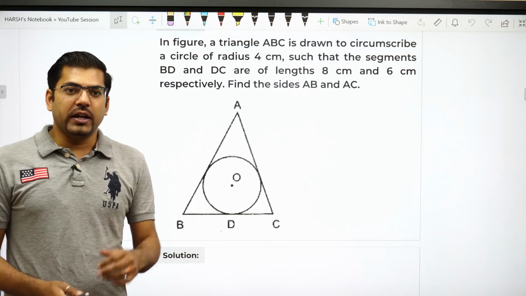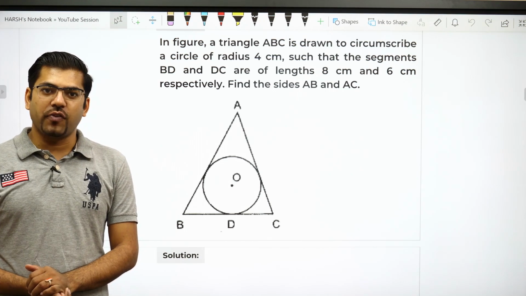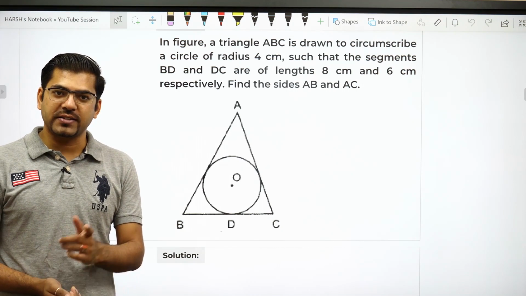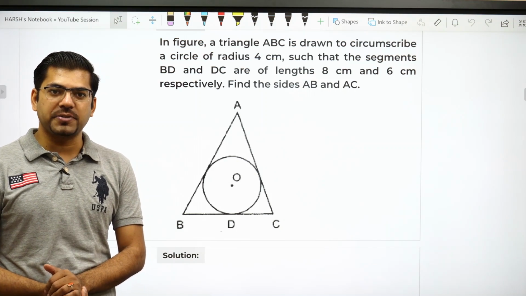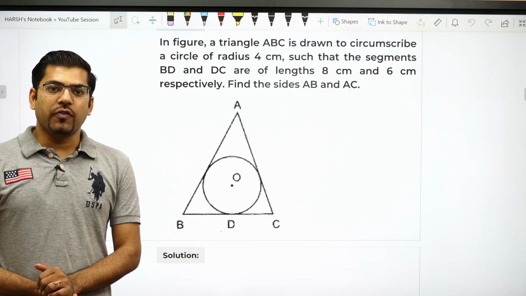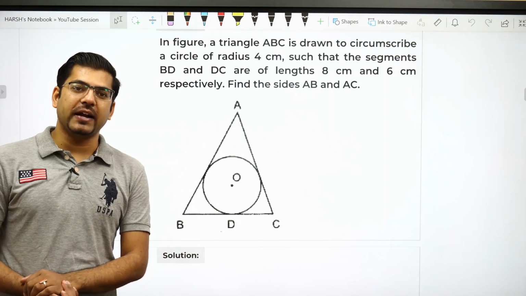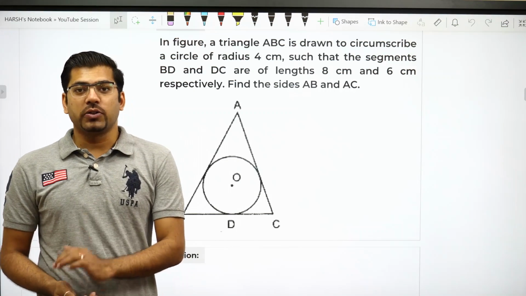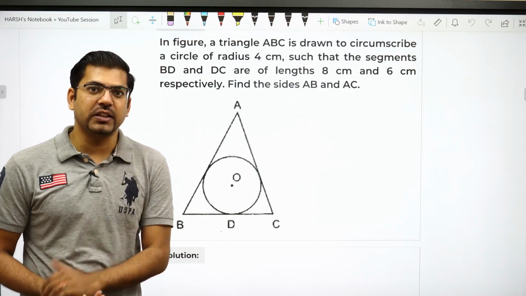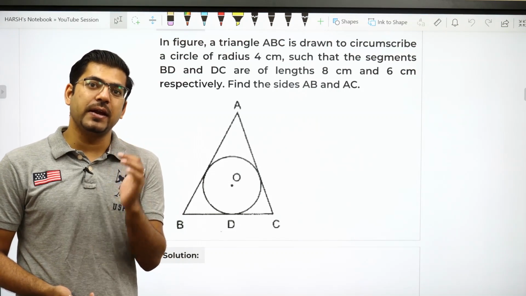In the figure, a triangle ABC is drawn to circumscribe a circle of radius 4 cm, such that the segments BD and DC are of length 8 cm and 6 cm respectively. Find the sides AB and AC. Now, I would not say that it is an easy question, but yes, it is an important question.